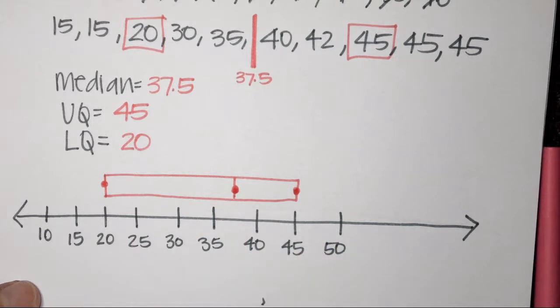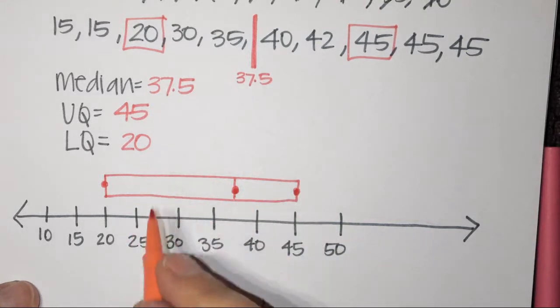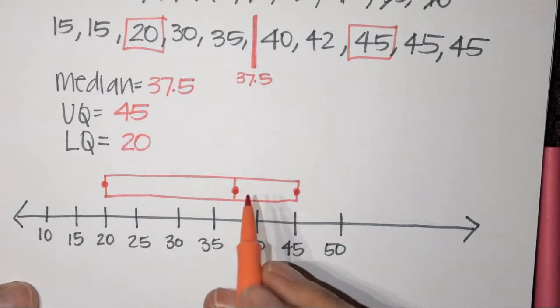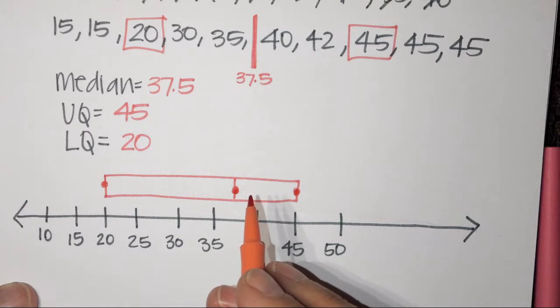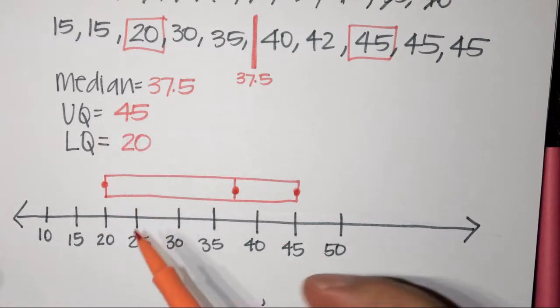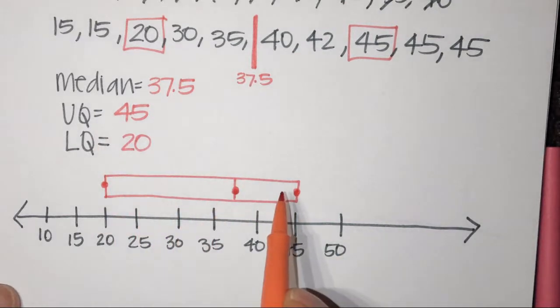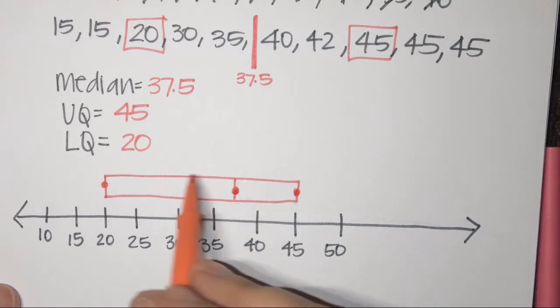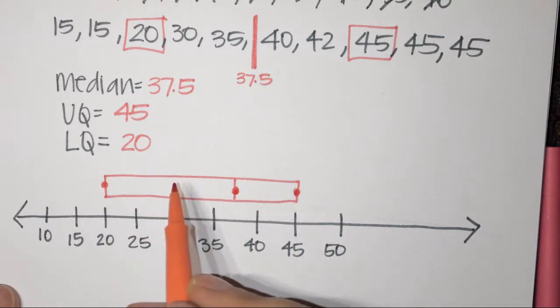I mark my median. That is the majority of my data. So we box in that portion that represents the majority. But remember we said the upper and lower quartile, the interquartile range, that range represents the majority of your data. So we've boxed that in. This is the majority of my data.